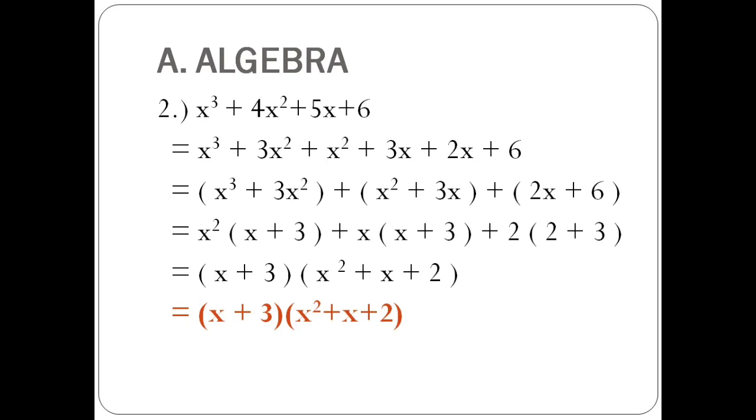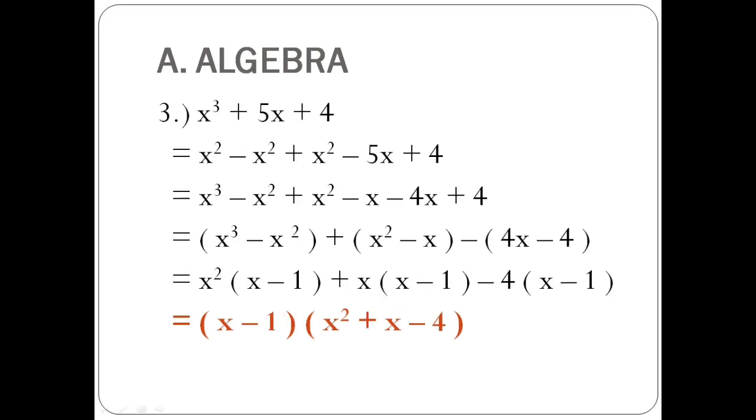It will become x squared (x plus 3) plus x (x plus 3) plus 2 (x plus 3). Next, we're going to factor the x plus 3 from the expression. So let's put the x plus 3 on the left and x squared plus x plus 2. And that is the final answer.